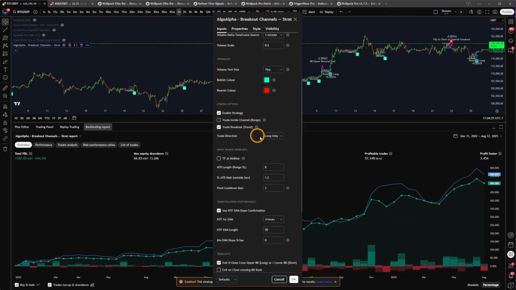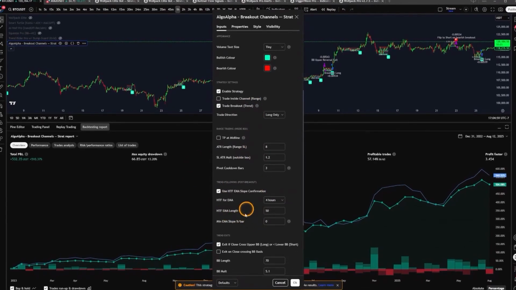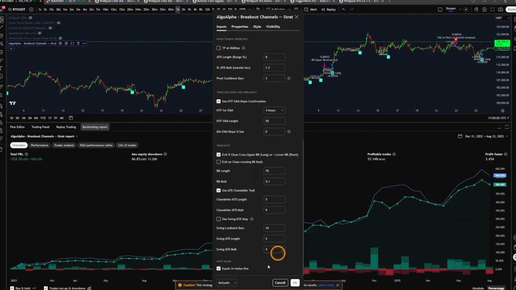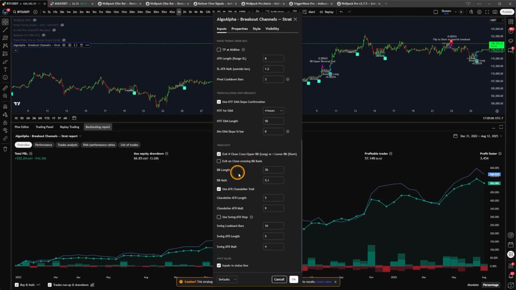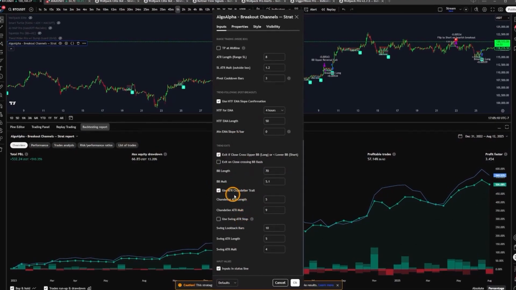Just a recommendation. And from there, you can add the other components like use high time frame confirmation. You can also experiment with different types of take profit systems. You could just have a standard stop loss, or you can add a volatility ATR stop loss. And that's the ones that I like, the ATR chandelier stop loss.